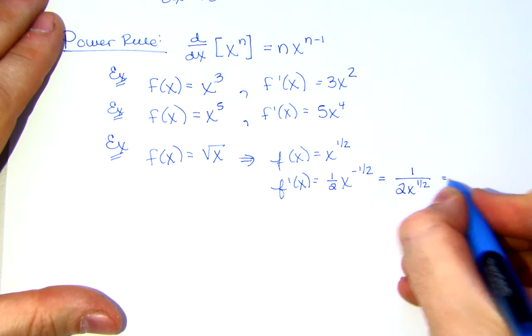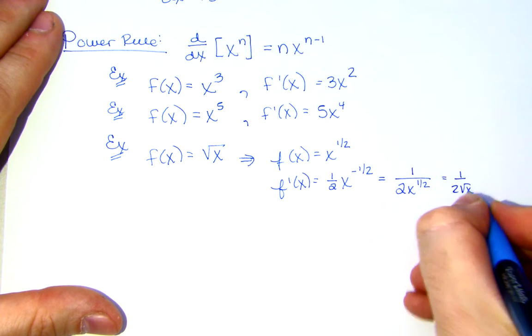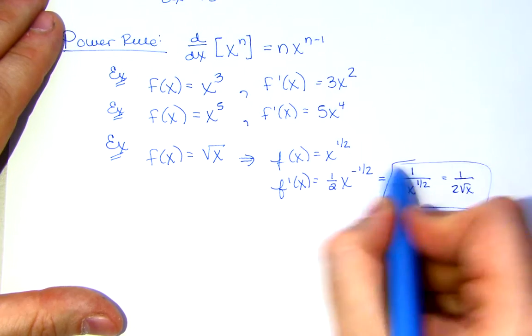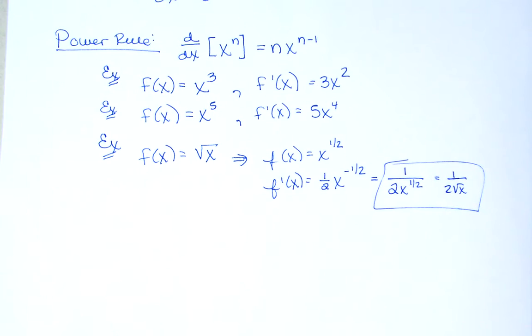1 over 2 root x. Either of those would be okay. I'm fine with fraction powers in the answer. I'm not okay with negative powers in the answer.